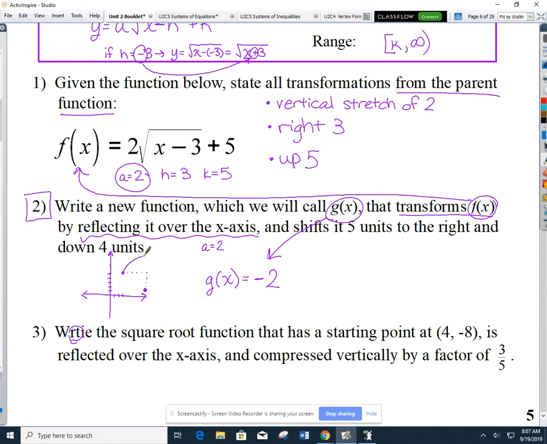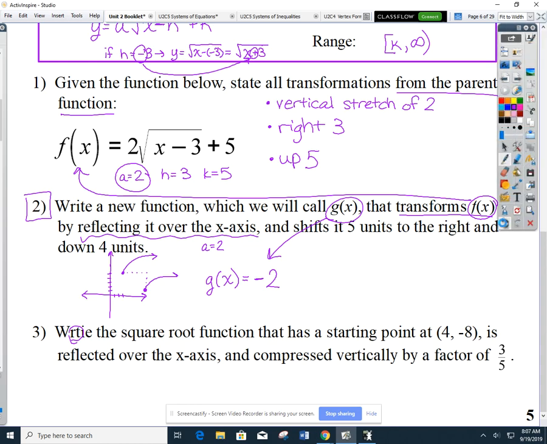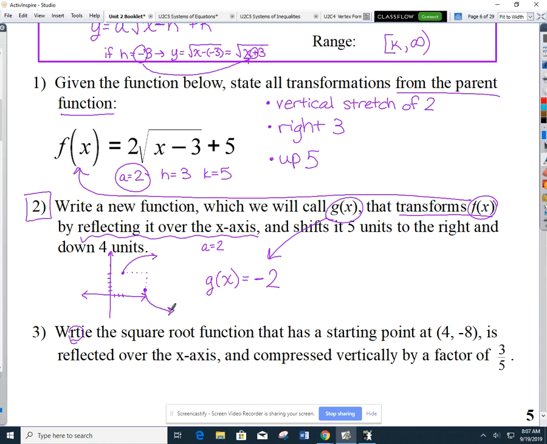That means the function that would have looked like this is now actually reflected. So it would have moved there, but then I'm going to reflect it. So it would look like that. But where did h, k end up? So if we were at 3 and I move right 5, that's 8. And I was at 5 and moved down 4. Now we're at the point 8, 1. So h is 8 and k is 1. So that's going to look like this.